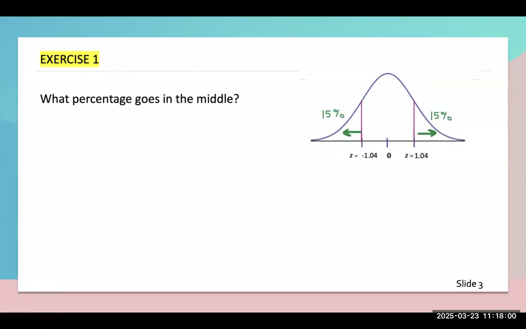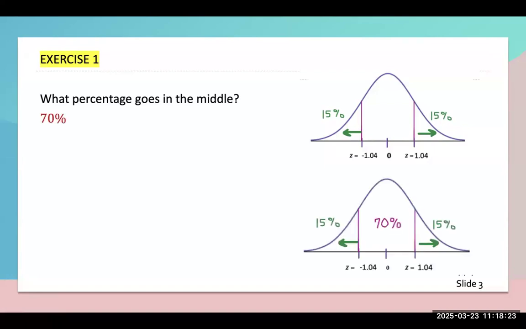Now, if we put the two z-scores, z equal to negative 1.04 and z equal to 1.04, on the graph, then 15% of the graph is to the left of the negative z-score and 15% is to the right of the positive z-score. What percentage would go in the middle? Well, 70% would go in the middle because all of these percentages have to add to give us 100%. That's 100% of the graph.